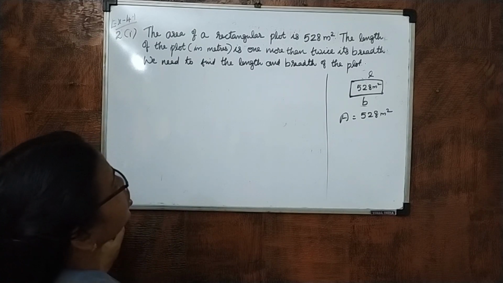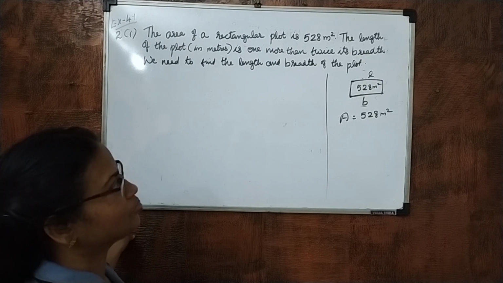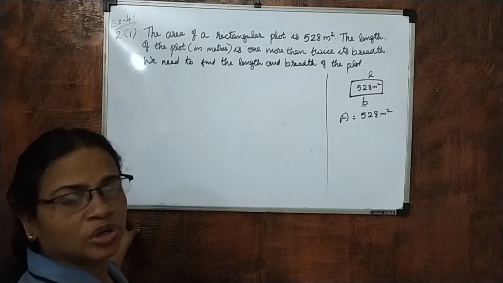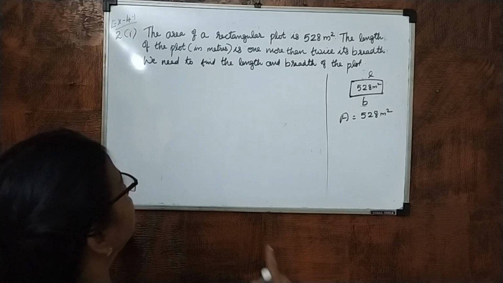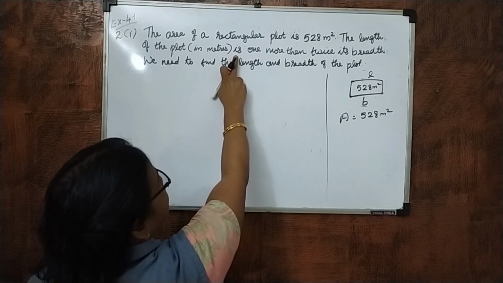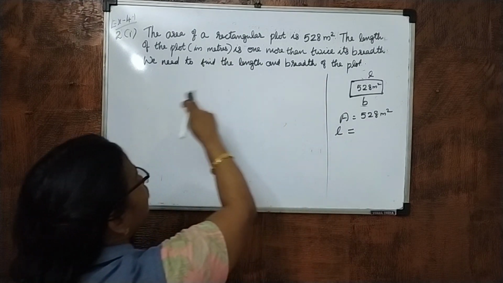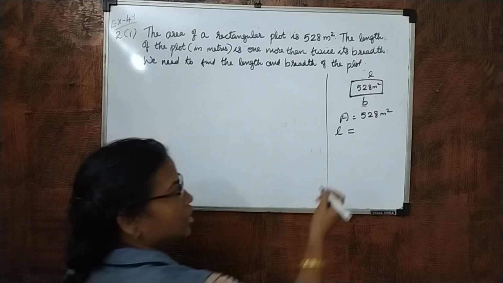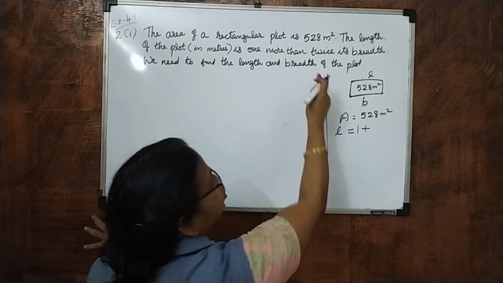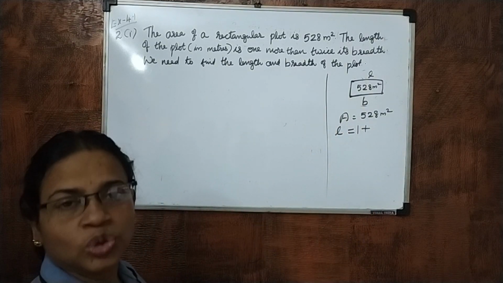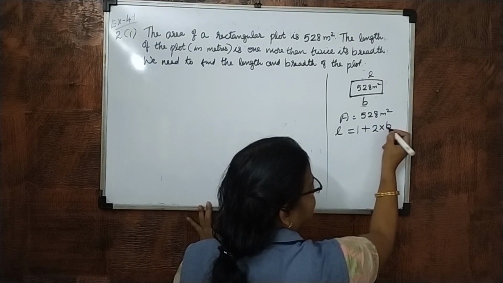Then the length of the plot is 1 more than twice its breadth. More than means you have to use the symbol plus. Less means minus. Okay. The length of the plot is 1 more than, plus, twice its breadth. Twice means what? It is 2 into breadth.